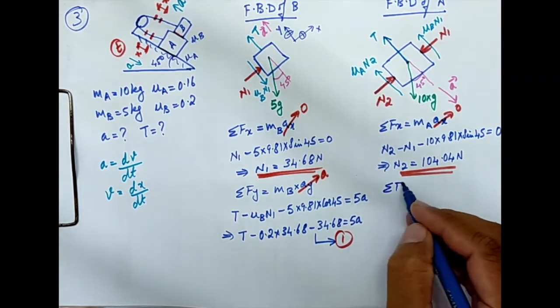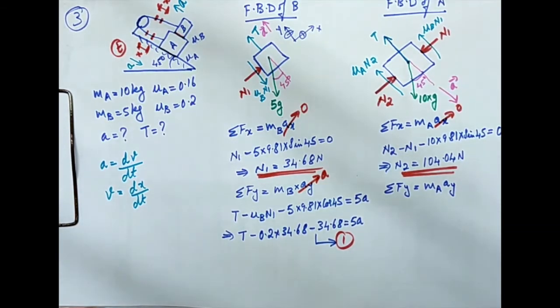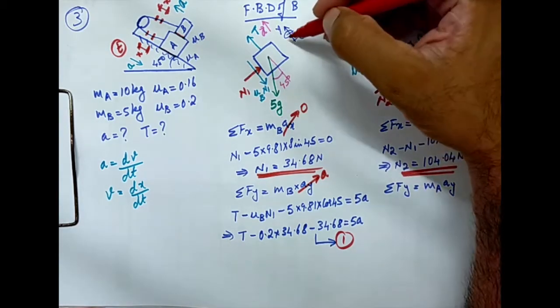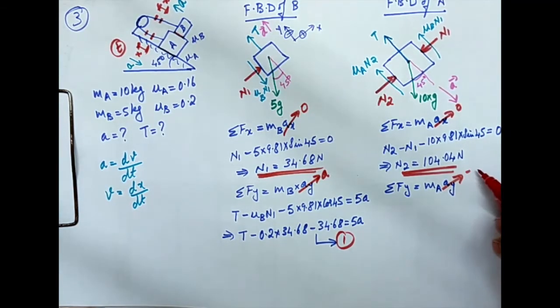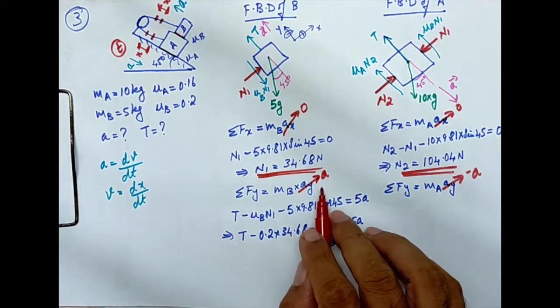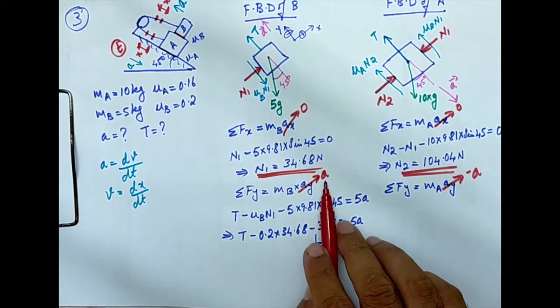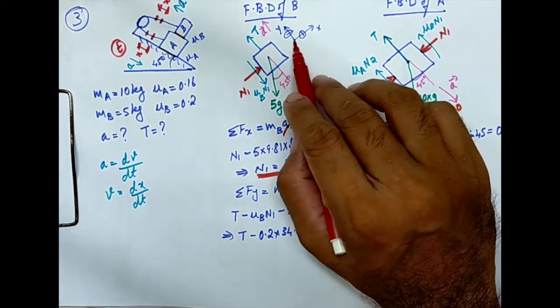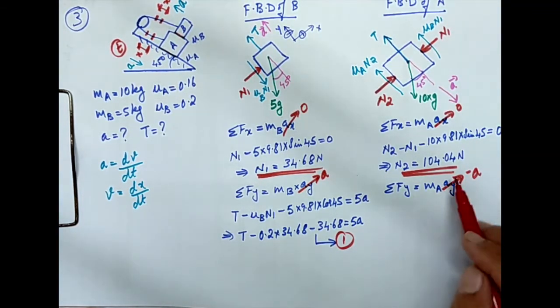Now I am trying to write the sigma Fy, that is m times ay. Now what about ay? The acceleration is in this direction. The assumed positive direction of y is this. So acceleration is opposite to that, so this value will be minus a. Earlier the assumed y direction was this, and the acceleration was in the same direction, hence we used plus a. Here also the assumed y direction is this and the acceleration is in the opposite direction, so it is minus a. So we need to be careful about this.